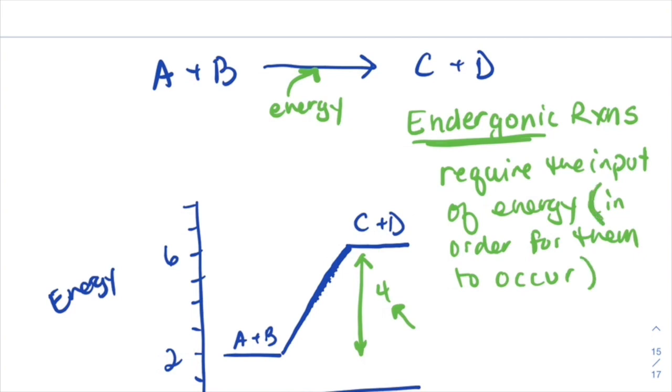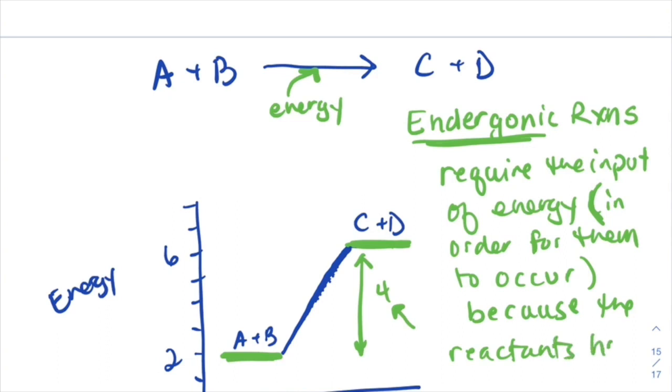And this time, that's because they're finishing up, the products have more energy than the reactants. Or let's say the reactants have less energy than the products. Because the reactants have less energy. Let's fix that. Have less energy than the products.